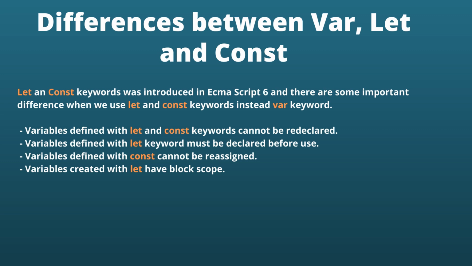In the previous lesson, we talked about how to create variables, and we mentioned there are three ways to create variables: using the var, let, and const keywords. In this lesson, we continue to talk about variables, and today we're going to use the let and const keywords to create variables. The let and const keywords were introduced in ECMAScript 6.